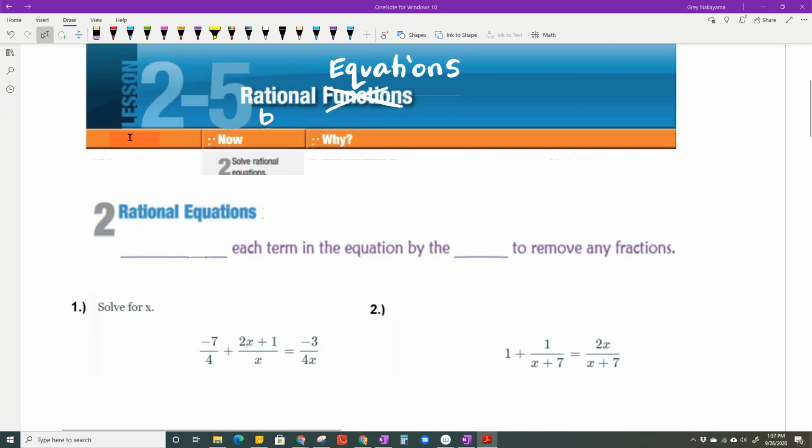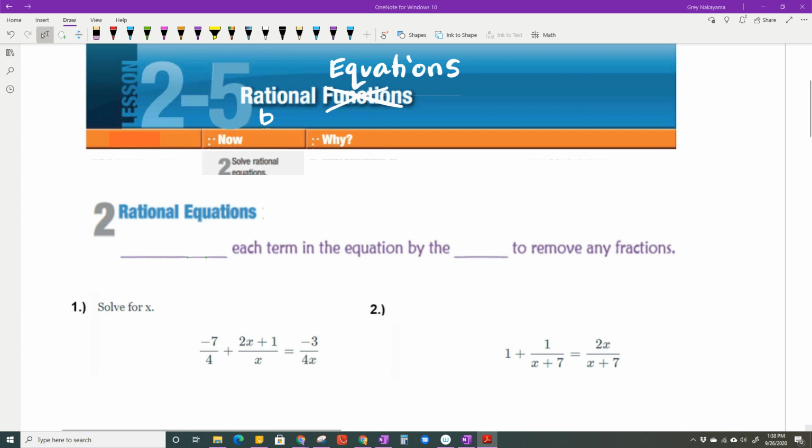Okay, today's lesson is 2-5B. It is the second part of 2.5, which was titled Rational Functions, but the second objective is to solve rational equations. So there are no functions in this, and just so you know the difference between a function and an equation is just one variable, so you only see one variable in here. When we had functions, we had a y, okay, and that's what we were graphing them.